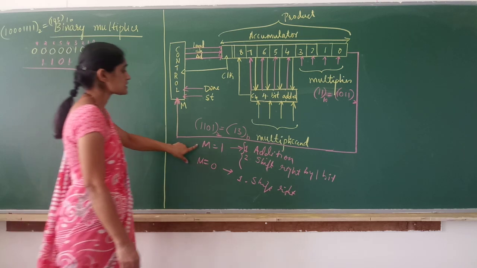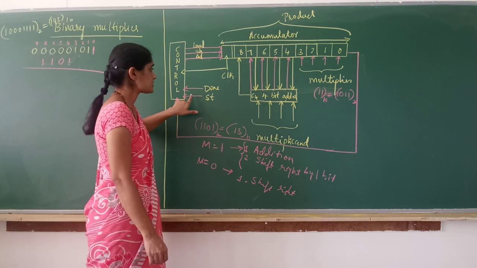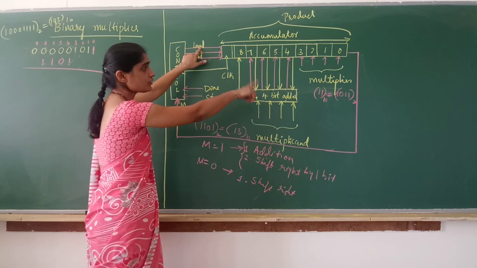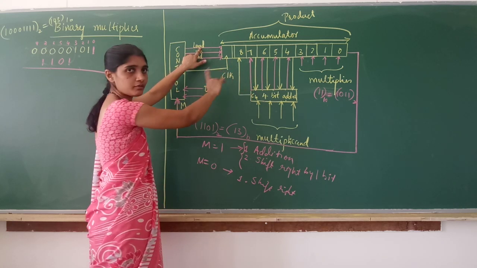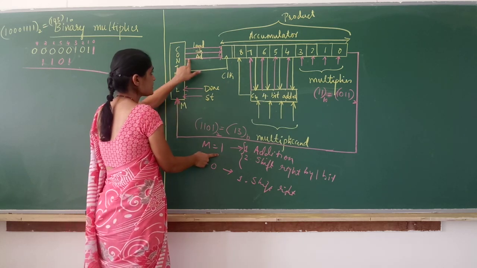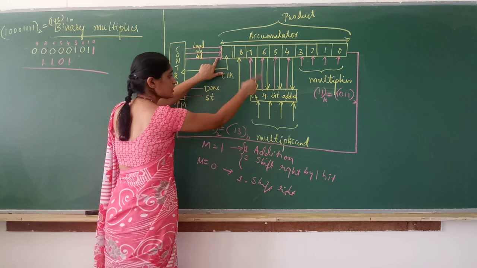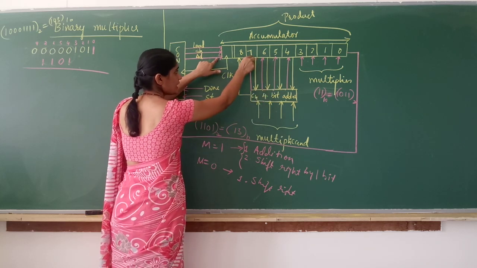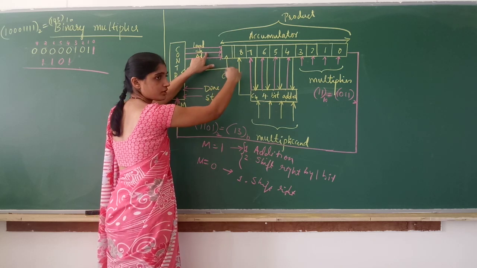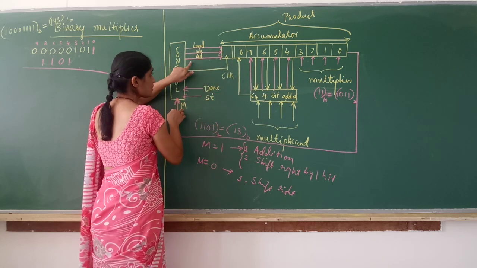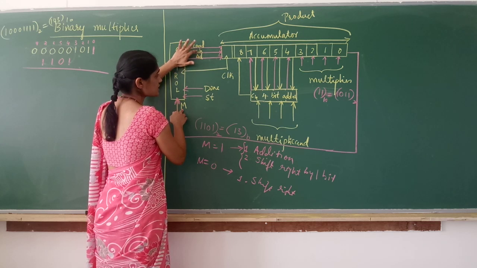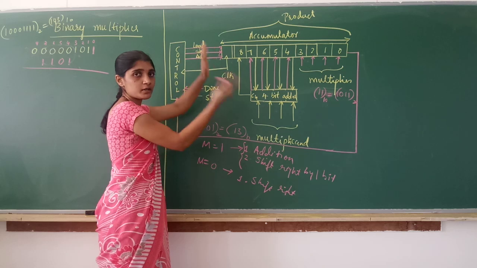Let me repeat this. First, when the start signal is given, it gives out load. So it loads the content of the multiplier into the accumulator. Then it will check the value of m. If m is equal to 1, first it gives out the add signal. So it will add. The sum result will be stored in the accumulator. Immediately it gives out the shift signal so that the accumulator content will be shifted to the right by 1 bit. If in case m is equal to 0, then there is no add signal from the control unit. It is only the shift signal which shifts the content of the accumulator to the right by 1 bit.